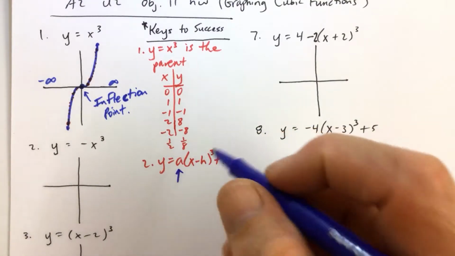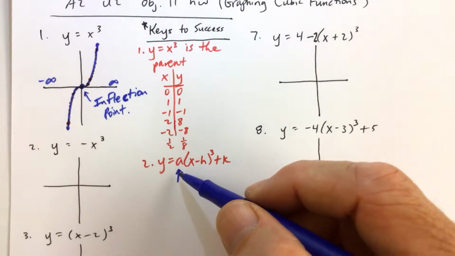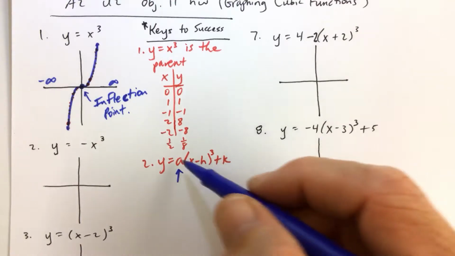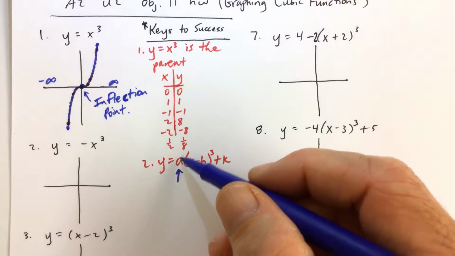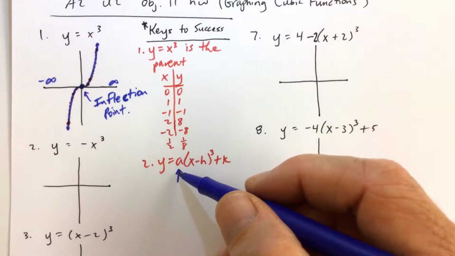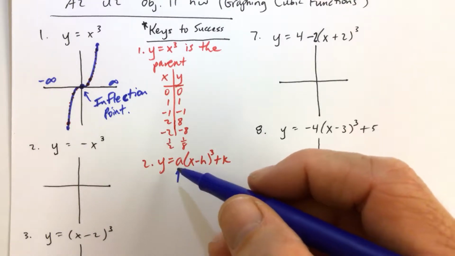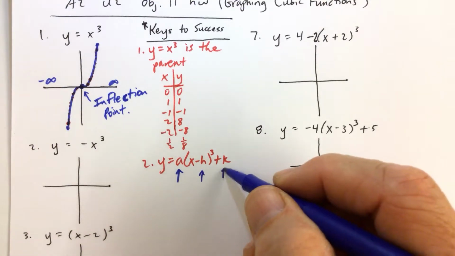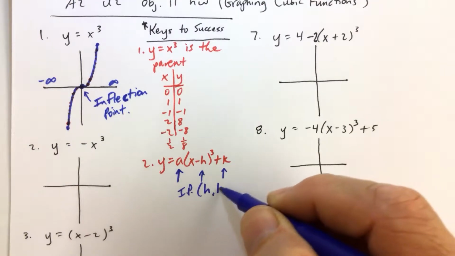The a, we talked about that. That's a vertical stretch or a compression. It's a vertical change, meaning that the h and the k remain the same, but the a either stretches it vertically so it becomes more narrow, or compresses it if the absolute value of a is between 0 and 1, then it becomes a little bit wider. So that's not going to change the inflection point. And the inflection point is always going to be your hk.